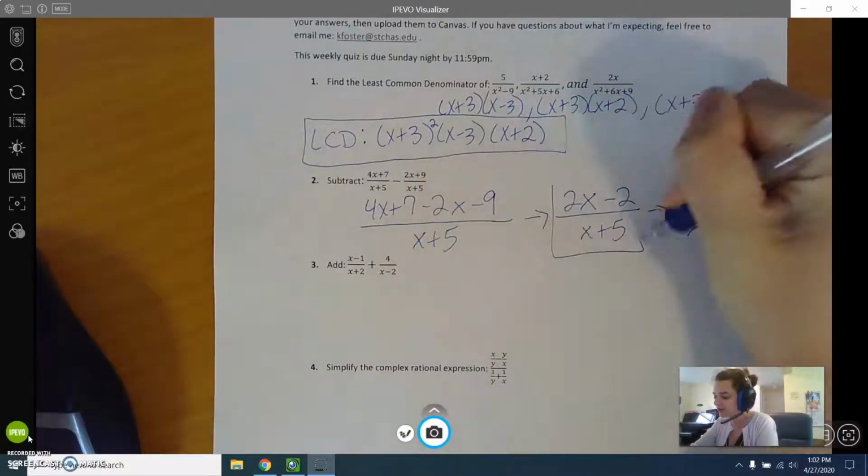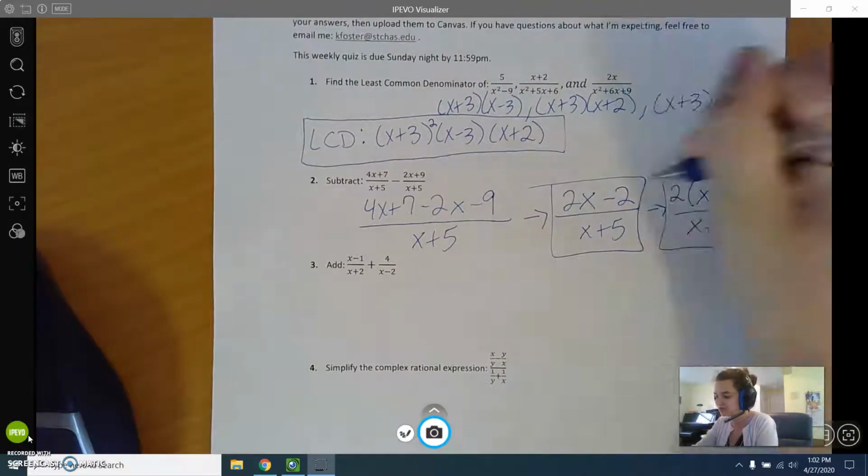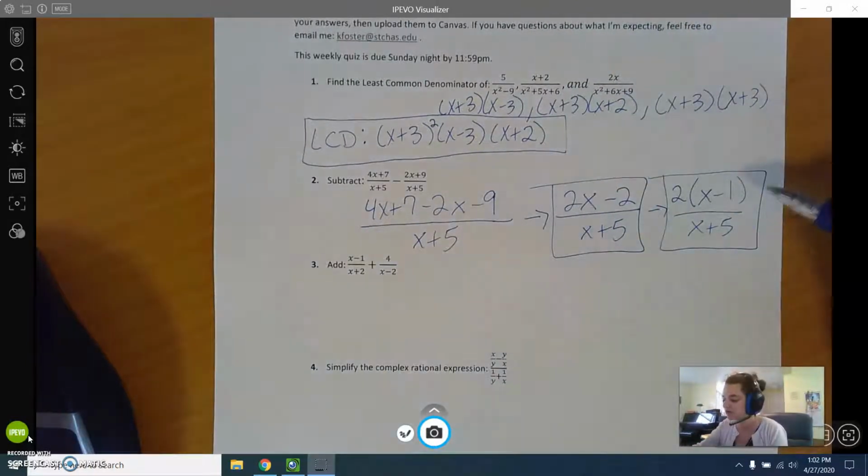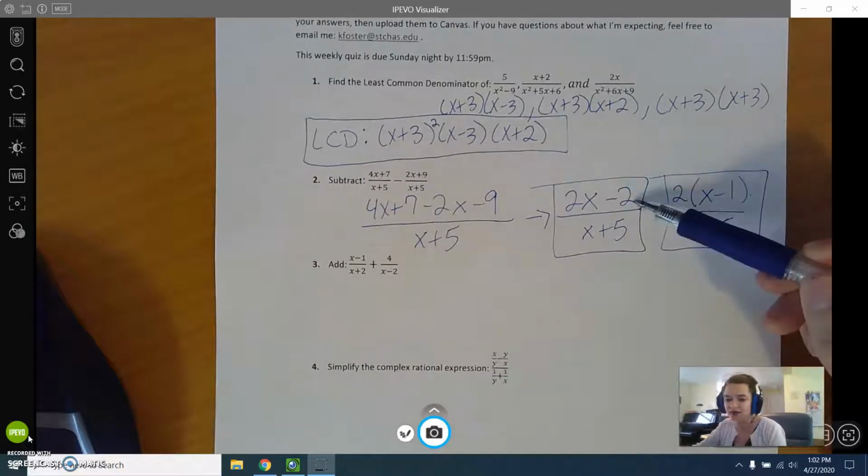So either one of these answers is perfectly fine. Both of those are correct. You can give me the factored version or the non-factored version. Either one is good.